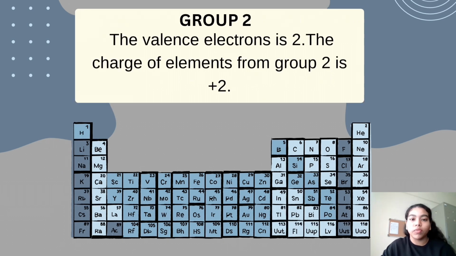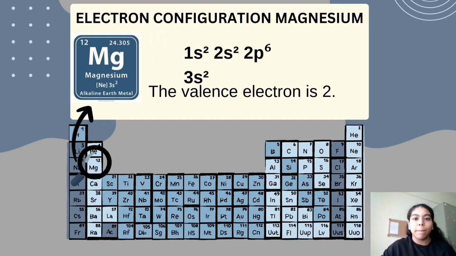For group 2, the valence electron is 2. The charge of elements from group 2 is +2. Magnesium from group 2 has the electron configuration of 1s2, 2s2, 2p6, and 3s2. The valence electron is 2.